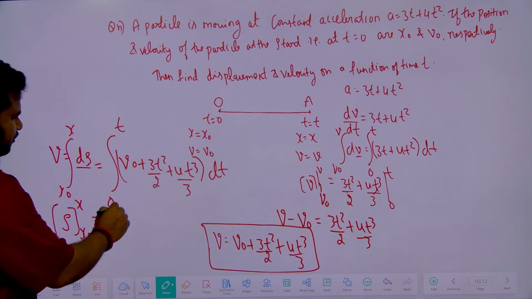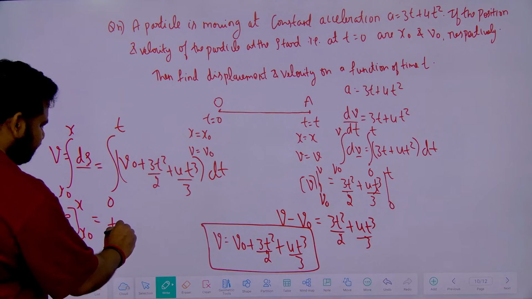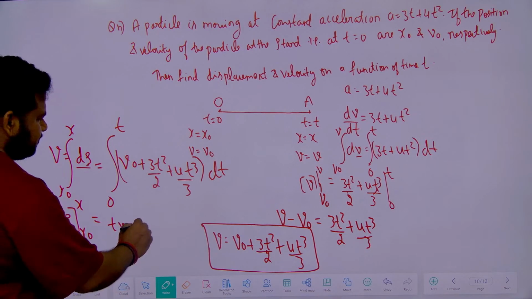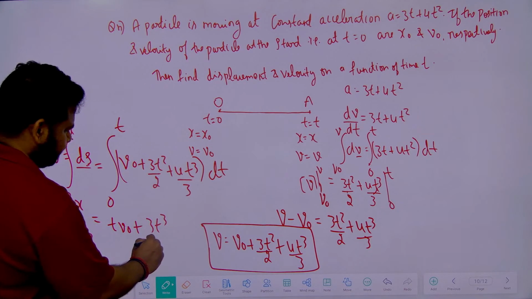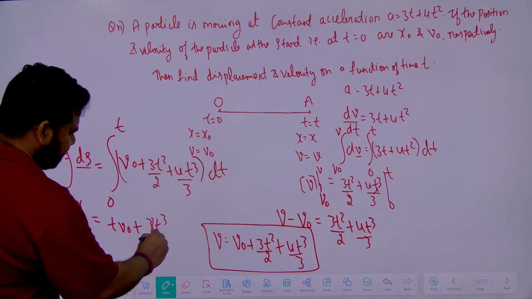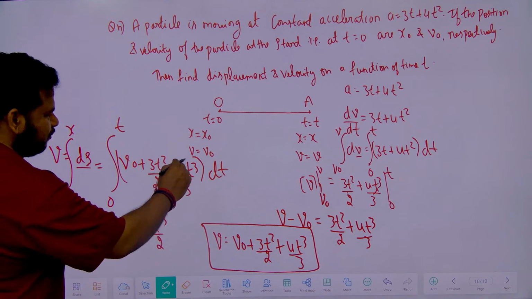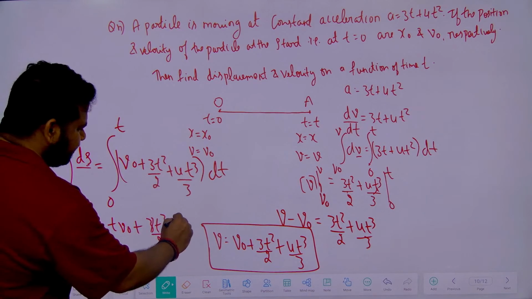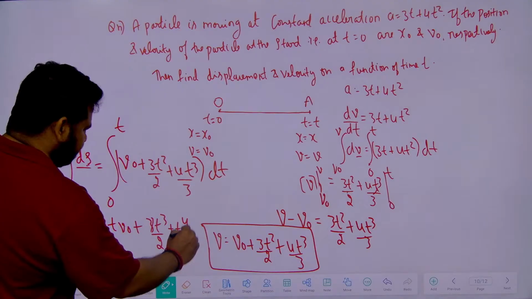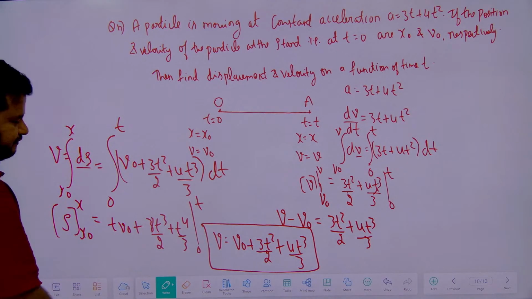So what about v naught? V naught, nothing is there, means it will be t. T into v naught plus 3t square becomes 3t cube by 3 into 2, means 3 I can cancel, I will have t cube by 2. I am writing directly. Next, 4t power 4 by 4 into 3, 4 and 4 cancel, I will have only t power 4 by 3. This limit will be 0 to t.